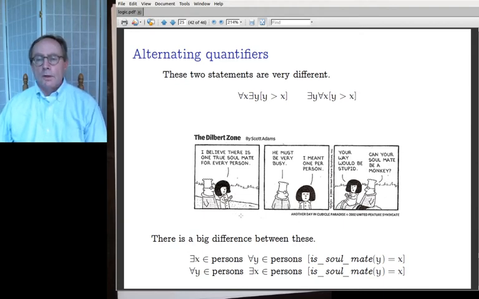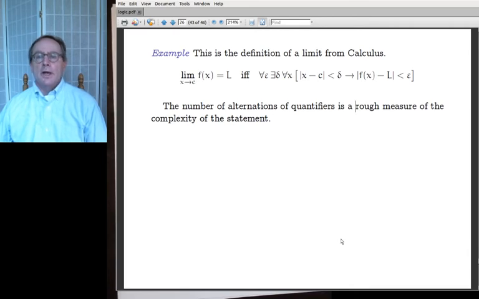So the difficulty is that in her sentence, she's got the quantifiers wrong. There's a big difference between there exists an x in the set of persons, where for all y in the set of persons, x is the soulmate of y, and the assertion for all y there exists an x. For every person there is a soulmate is very different from there is a person who is the soulmate of everyone. So the alternation of quantifiers is kind of the moment when you have to put your pencil down and say to yourself, is that right? Here's an example that dramatizes that.